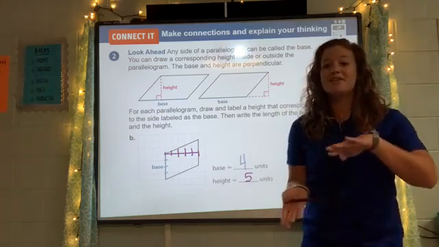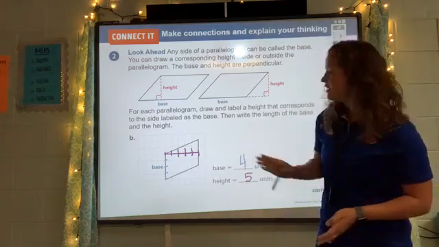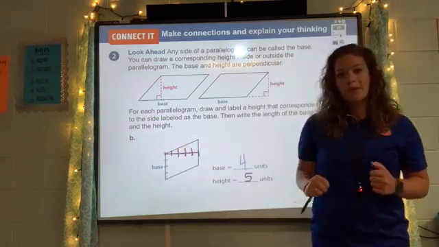Now remember, it's okay that they turn it on its side as long as you know that the base and the height are perpendicular to each other.